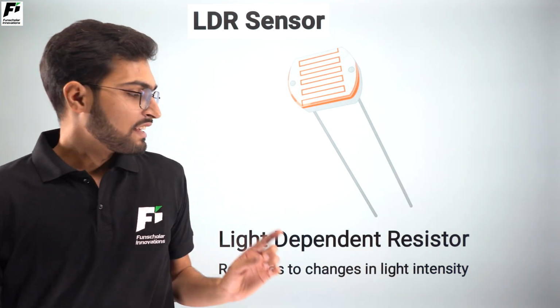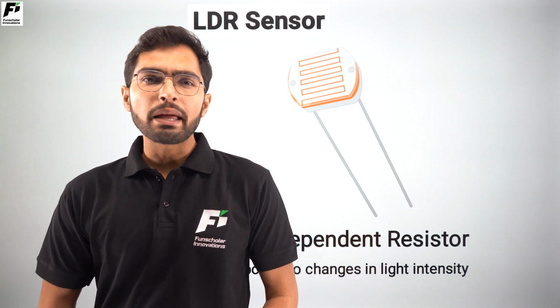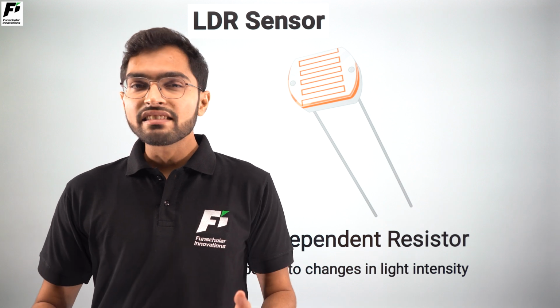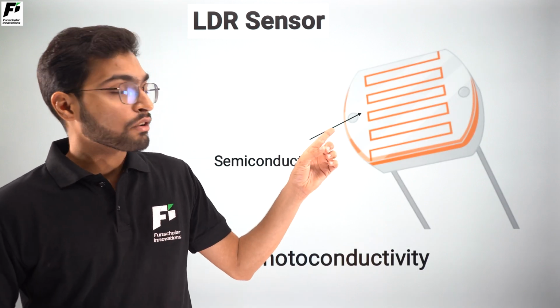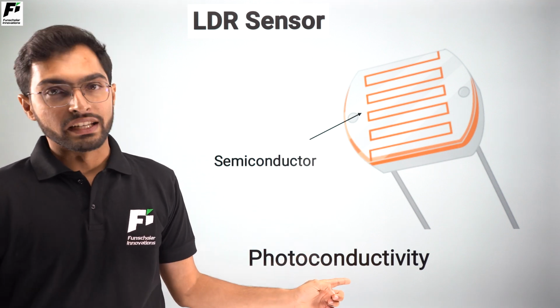LDR stands for Light Dependent Resistor. And as the name suggests, it's a type of resistor that responds to changes in light intensity. Let's understand how the LDR sensor works. The LDR sensor consists of a semiconductor material that exhibits a property called photoconductivity.